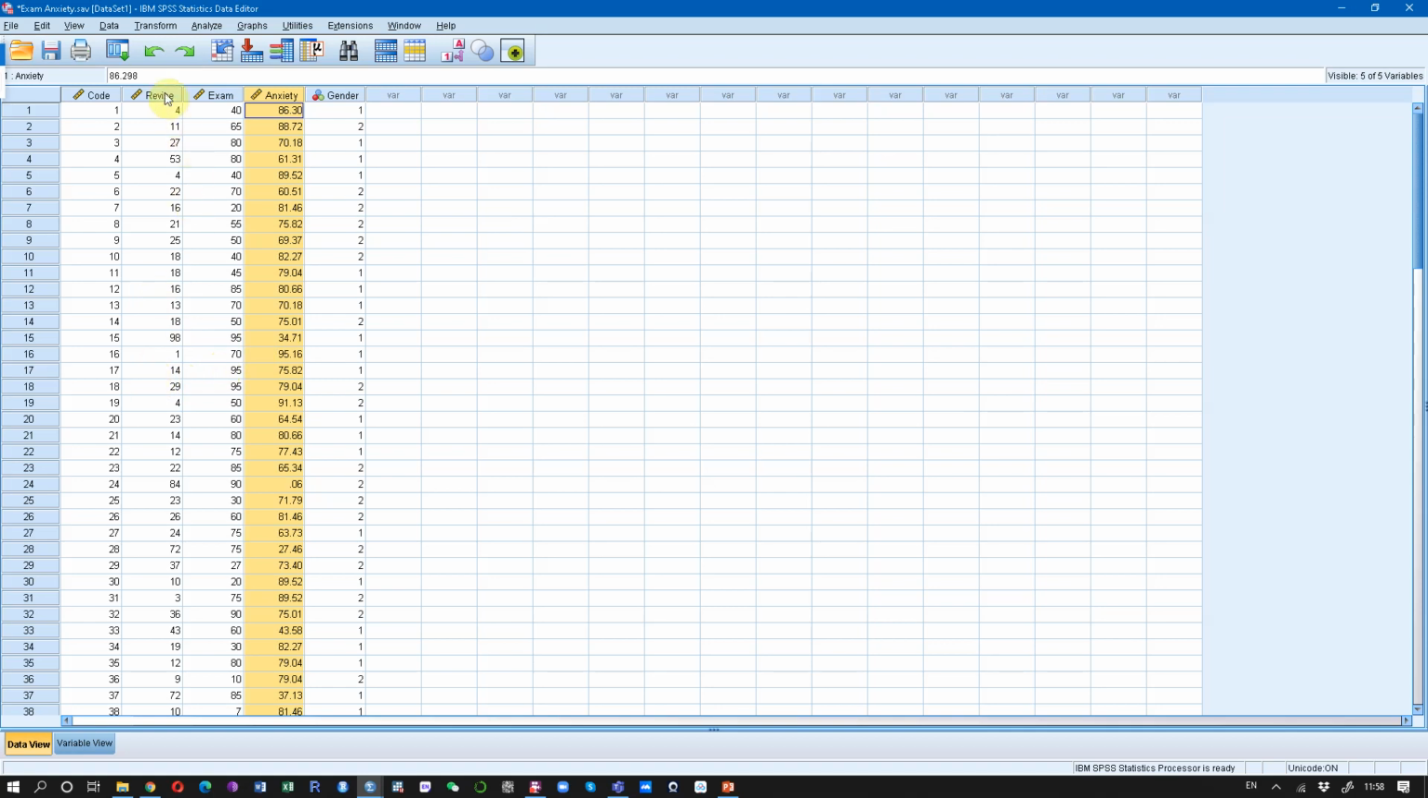We test the first pair here for demonstration purposes. All the other pairs are very similar in terms of the testing process. So we just assume that there's a correlation between revision time and exam performance.